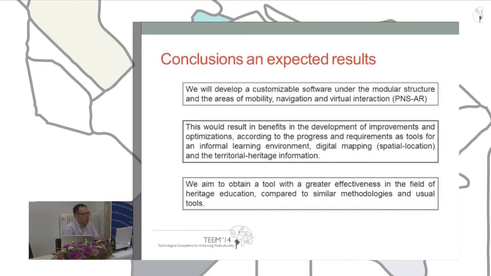What we hope: conclusions and results. First, we want to develop customizable software under a modular structure in the areas of mobility, navigation, and virtual integration, PNS-AR. This will result in benefits in the development of improvements and optimization according to progress and requirements, as a tool for an informal learning environment, digital mapping, spatial location, and territorial data information. We aim to obtain a tool with greater effectiveness in the field of heritage education compared to similar methodologies and usual tools.